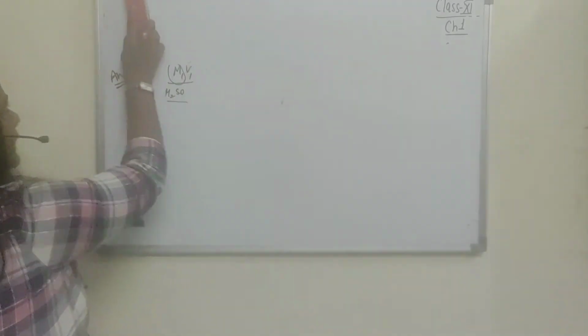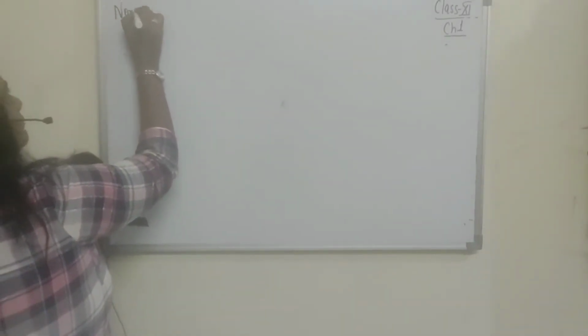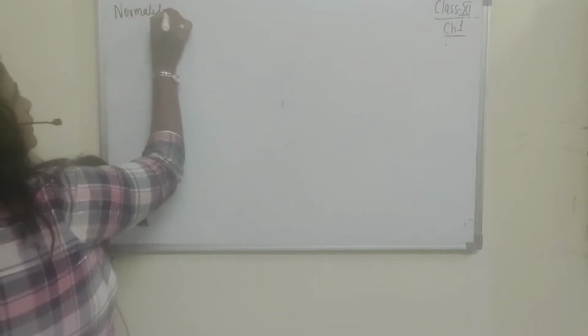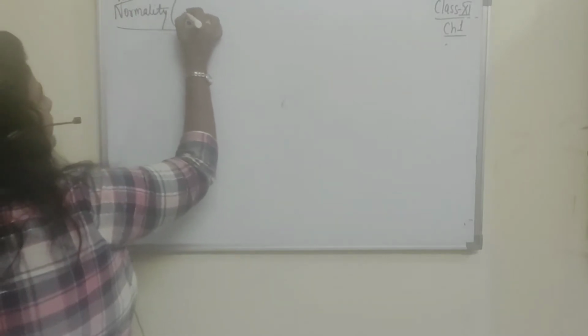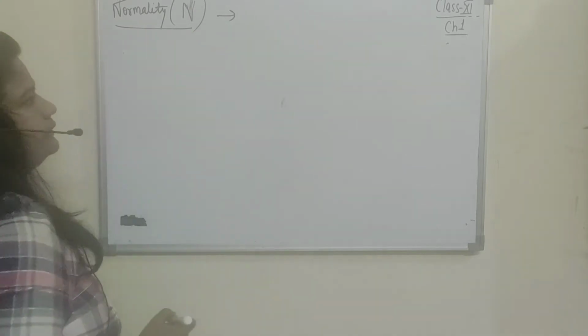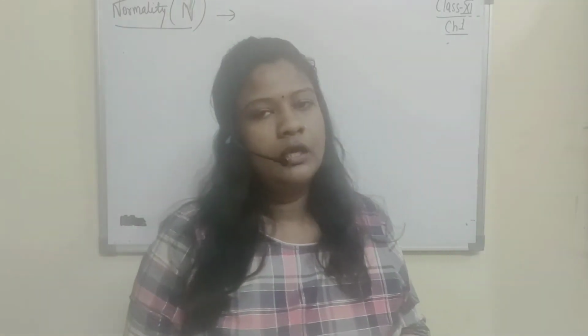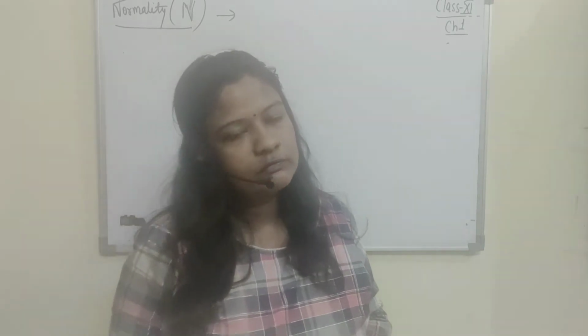Next term is normality. This is also very important, and it is represented by capital N. What do you understand by normality of the solution? Number of gram equivalents of solute dissolved in 1 liter of solution is called normality of the solution.